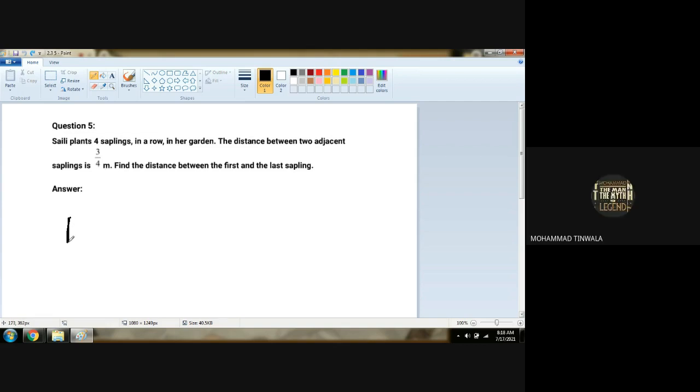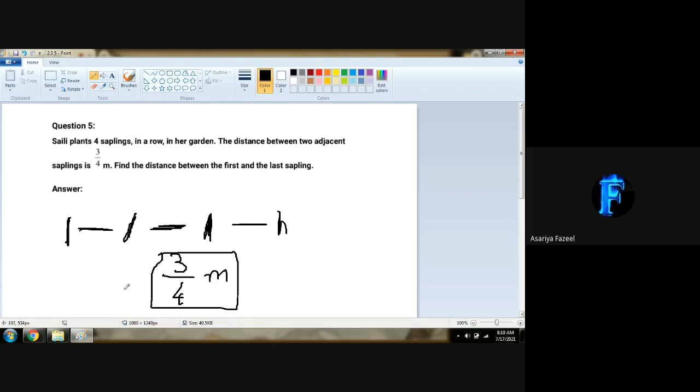For example, there are 4 different saplings to be planted: 1, 2, 3, and 4. And what they are saying is that between every two saplings the gap is 3 upon 4 meter. So they are asking, from the first to the last, what will be the total distance? So you have to multiply the distance by the number of gaps: 1, 2 and 3 times. So you have to multiply this with 3. Is it understood or not?